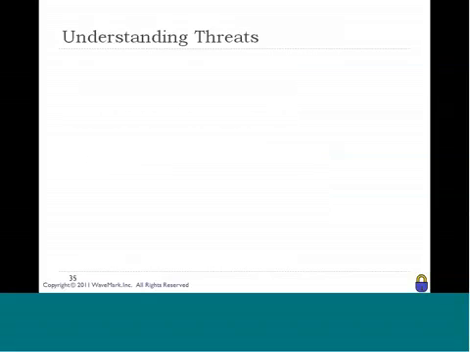Next, we need to understand the threats. So it's threats to data. The first question is, what is the data? What's the data that we're dealing with? Not every bit of data requires the same level of security as critical data. So what's the data that you want to make secure?